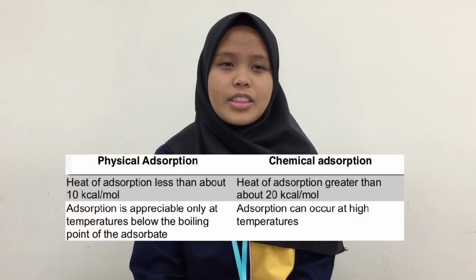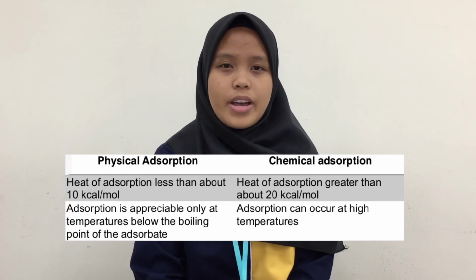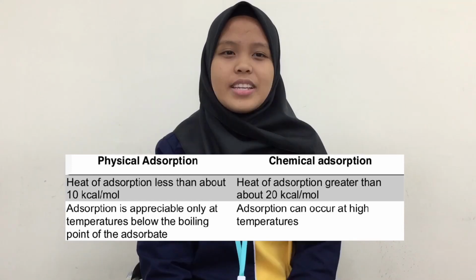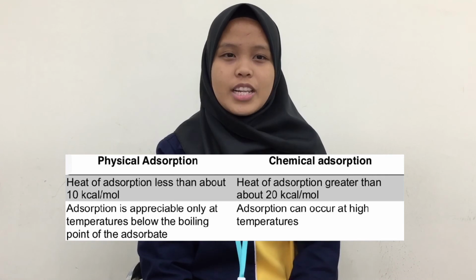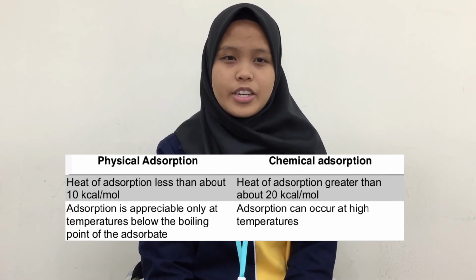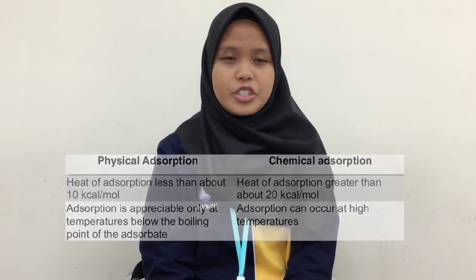Okay, now for a better understanding, let us make some comparison between these two types of adsorption. From the table, you can see that for physical adsorption, the heat of adsorption is less than about 10 kilocalorie per mole, while for chemical adsorption, the heat of adsorption is greater than about 20 kilocalorie per mole. Next, adsorption is appreciable only at temperature below the boiling point of the adsorbate for physical adsorption, while for chemical adsorption, adsorption can occur at high temperature.